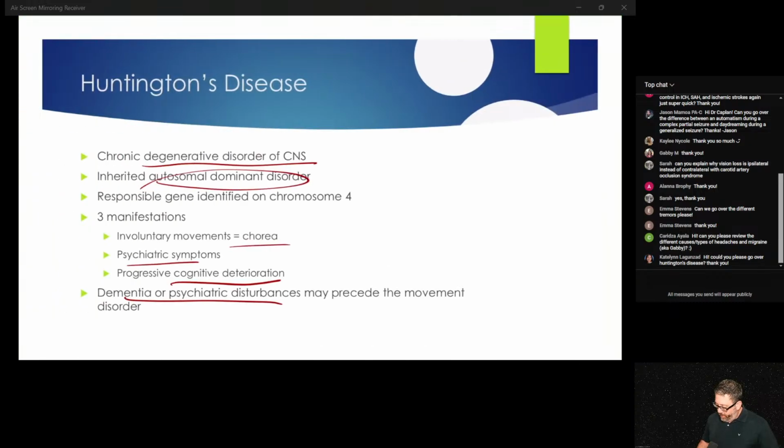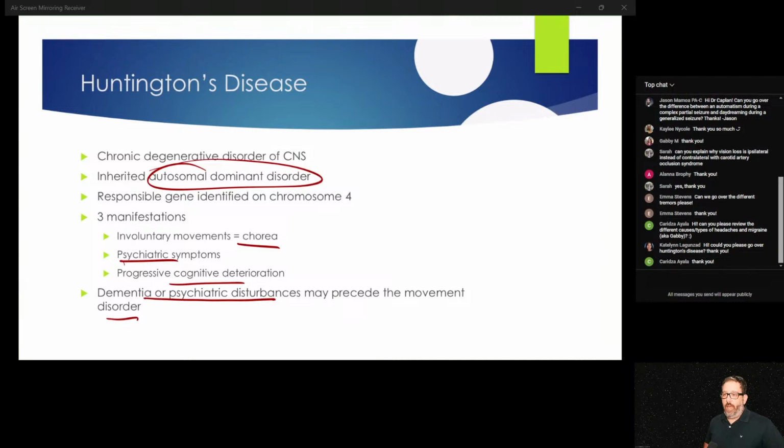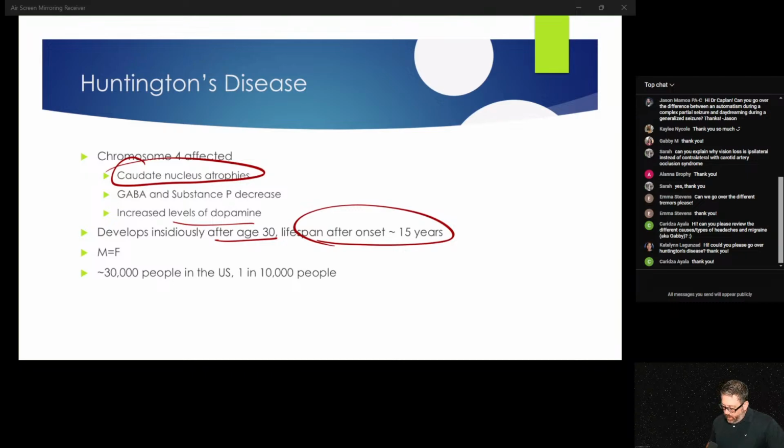Okay, a couple of big things to remember about Huntington's disease. It's genetic, so it's inherited. They get chorea. There's a psychiatric symptom part of it, and cognitive deterioration are three major parts. They're going to have dementia, and the psych disturbances may precede the movement disorders. So they may have the psych disturbances first before they have any movement problems. Because of chromosome 4, again, the caudate nucleus atrophies, basically getting increased levels of dopamine.